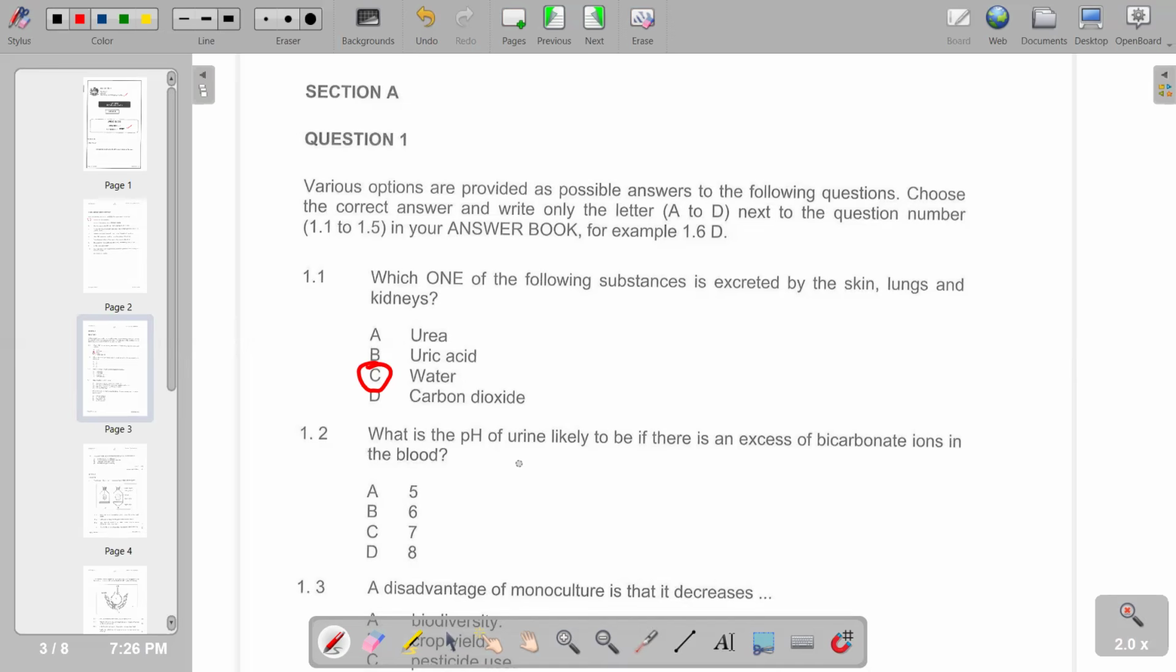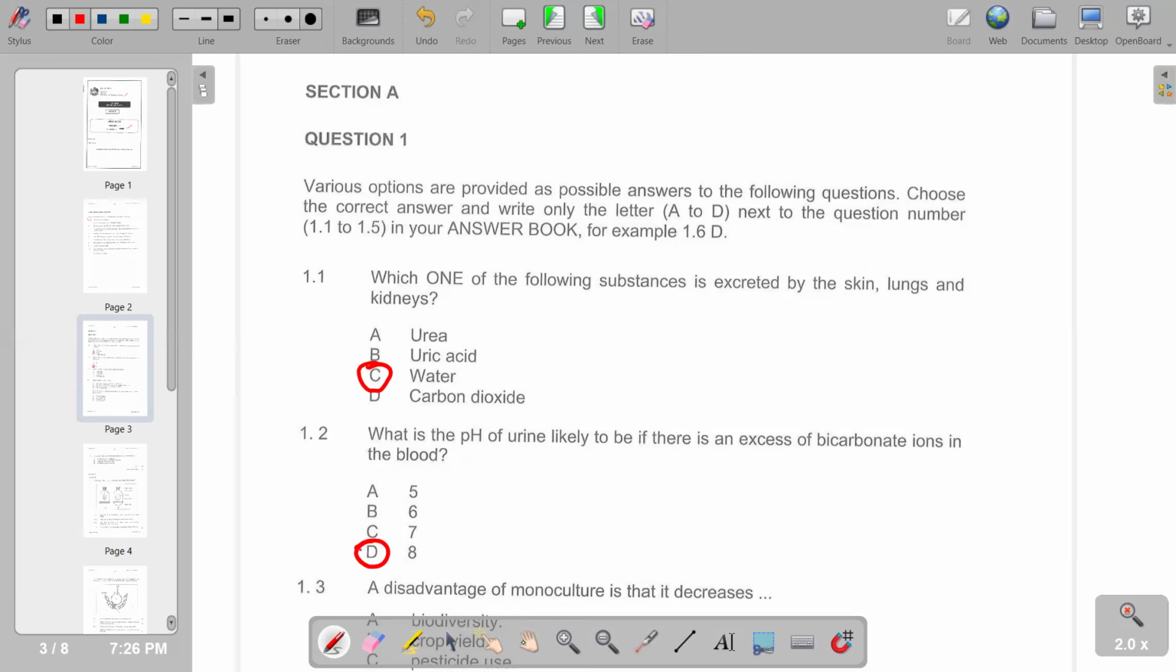Number two, what is the pH of urine likely to be if there is an excess of bicarbonate ions in the blood? Of course, remember our bicarbonate ions are essential for the transport of carbon dioxide in the body. So in this case, according to our question, it requires us to explain what the pH of urine is likely to be if there is an excess of bicarbonate ions in the blood, and of course, the pH is going to be high, which leaves us with D as the correct answer, which is 8.